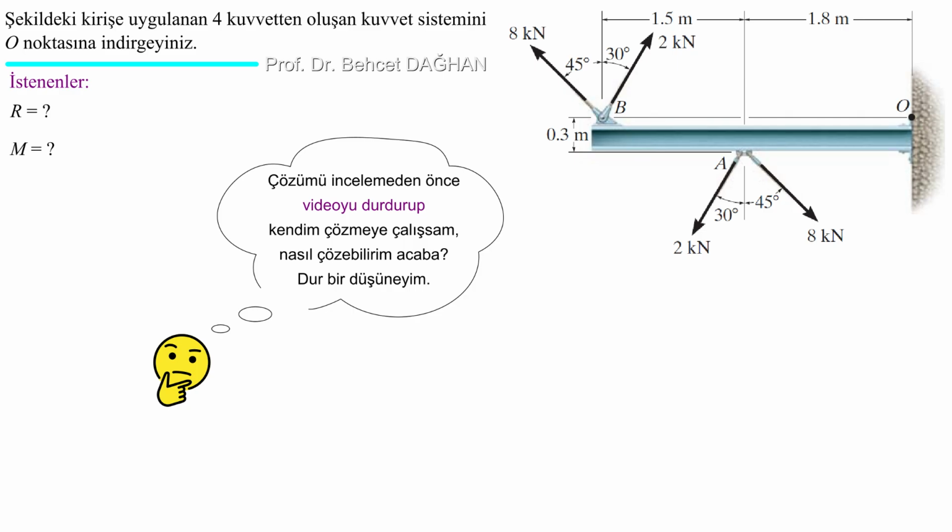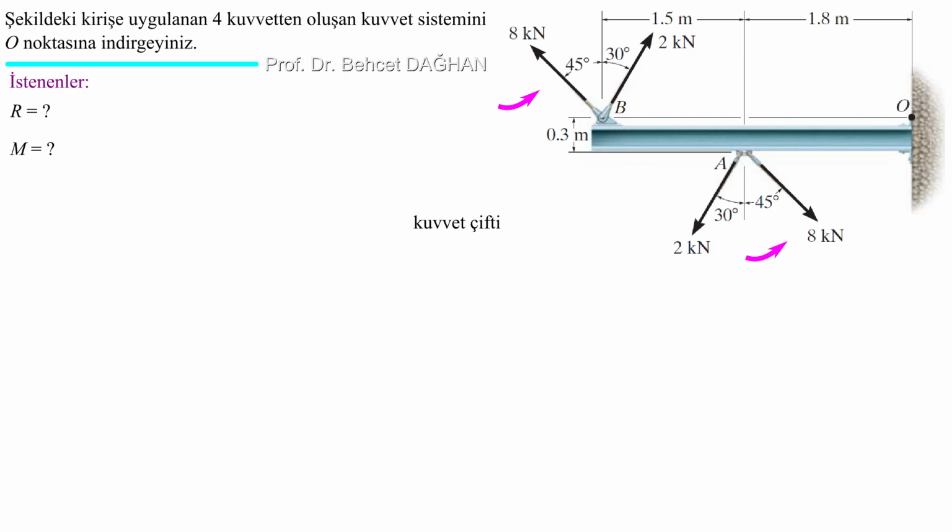It seems that these four forces consist of two couples. One of the couples consists of 8 kilonewtons forces. The other couple consists of forces of 2 kilonewtons. We know that the resultant of a couple is 0. The resultant of two couples is 0 in total, again 0. So when we reduce it to the point O, there is no resultant. Wherever we reduce it, whether we reduce it to another point, the resultant never happens.